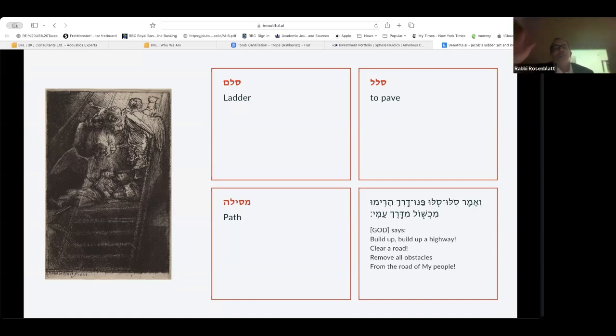It's even on the slide if you can read ahead, but don't. Right? A misilah is a path, right? So we see that those words appear, and this is actually from the Haftorah of Yom Kippur. This is from Yeshayahu. Va'amar solu panu derech harimu michshol miderech ami. God says, build up a highway, clear a road, remove all obstacles for the road of my people. This is the sulam, the mesilah is the road of return.